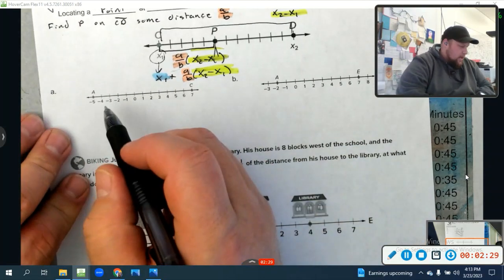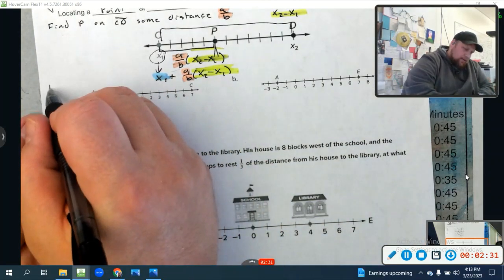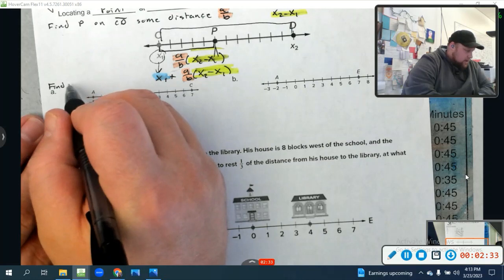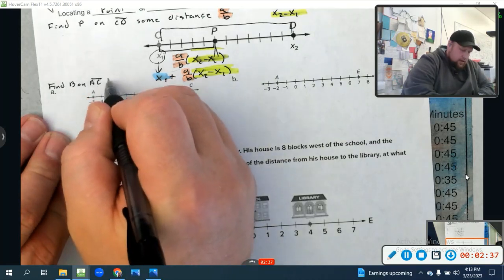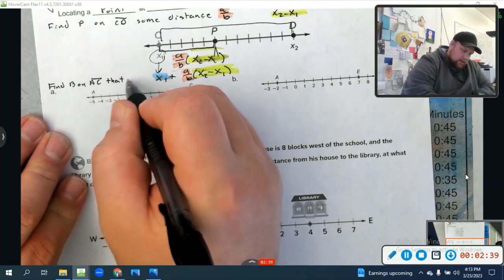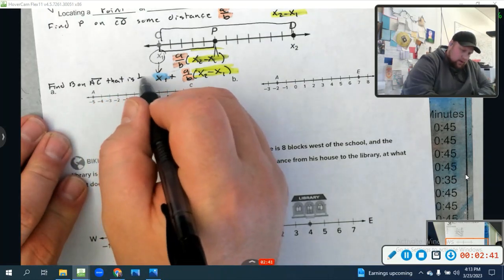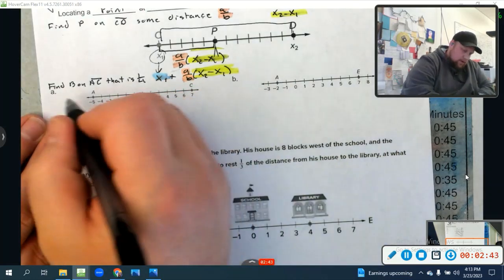So let's look down here at A. I want to find a point B on AC that is 1/4 the distance.